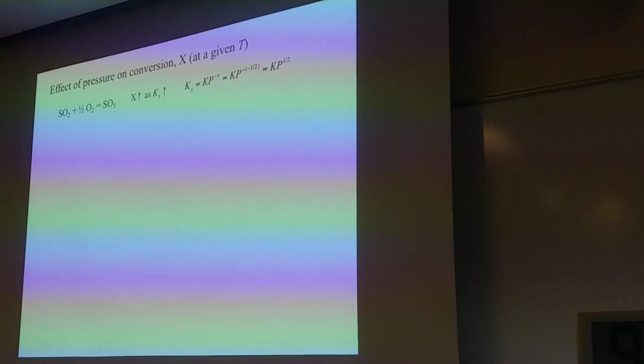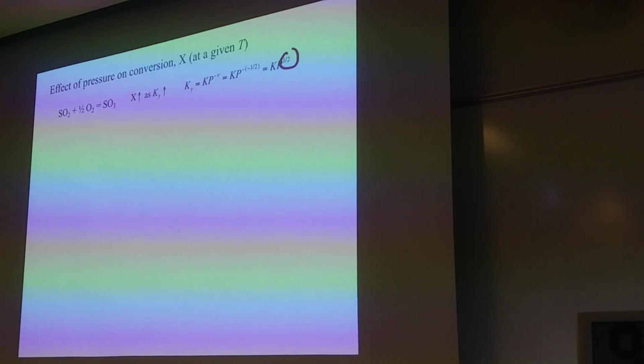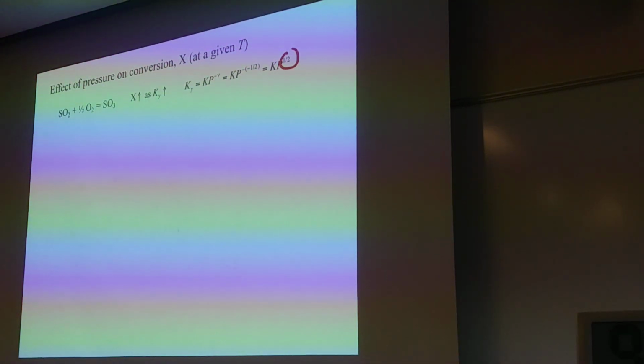So Ky can be written this way. I'm going to then pull that around, and I notice that what's important here is this exponent, which is minus the stoichiometric number for the reaction. The stoichiometric number for the reaction we had here was -1/2, so I got a +1/2 over here. So I notice that if pressure goes up, then the extent of conversion should go up, everything else being equal.